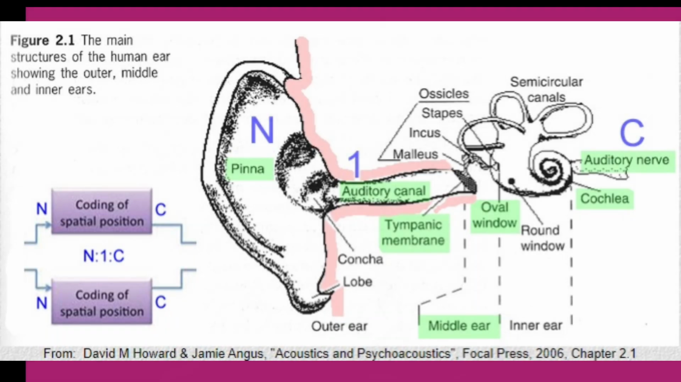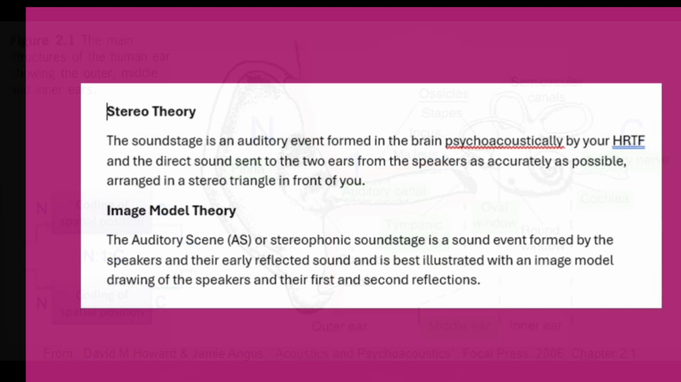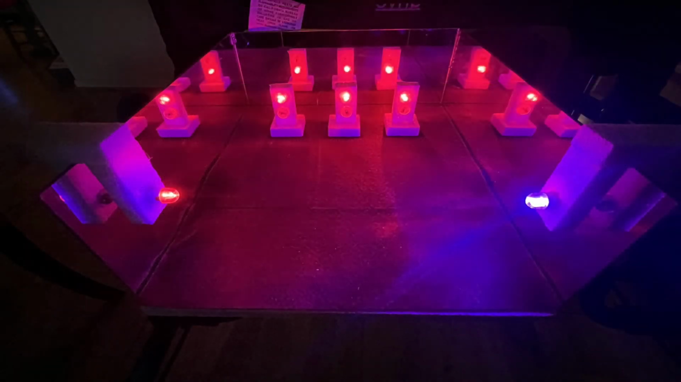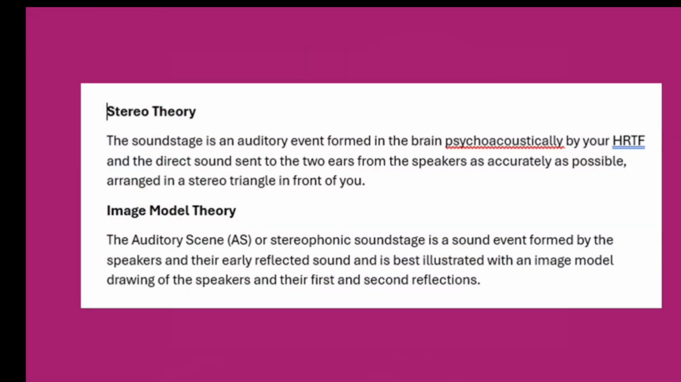In classic stereo theory, the sound stage is an auditory event formed in the brain psychoacoustically by your HRTF and the direct sound sent to your 2 ears from the speakers, as accurately as possible, arranged in a stereo triangle in front of you. In image model theory, or IMT, the auditory scene, or stereophonic sound stage, is a sound event formed by the speakers and their early reflected sound, and is best illustrated with an image model drawing of the speakers and their first and second reflections.